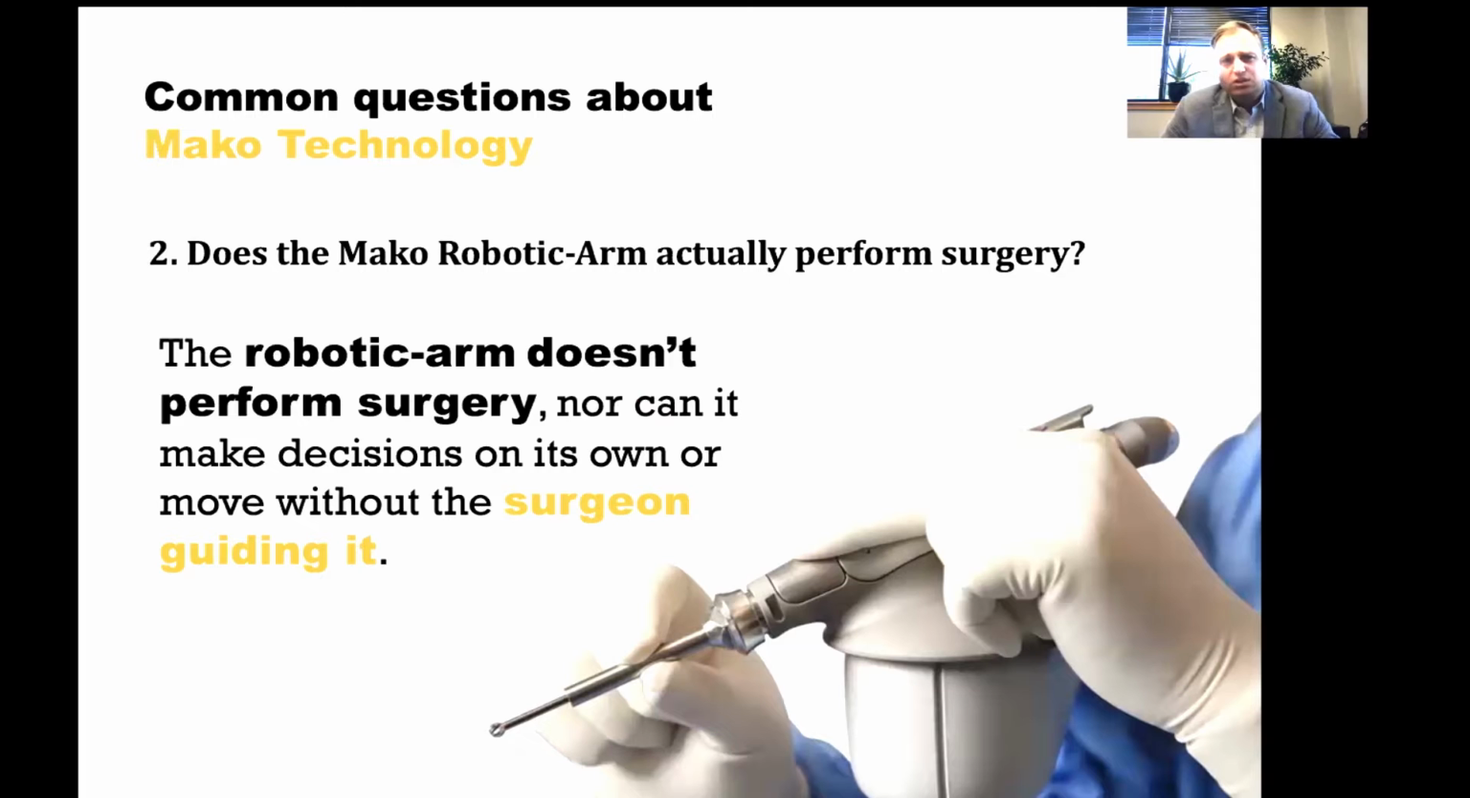Common questions. Does the Mako robotic arm perform the surgery? The robotic arm doesn't perform the surgery, nor can it make any decisions on its own without the movement of the surgeon. I set the plan, I push the button, I move the robotic arm. It just prevents me from getting into trouble. It also helps me make saw bone cuts more precisely than I could with my human eye.